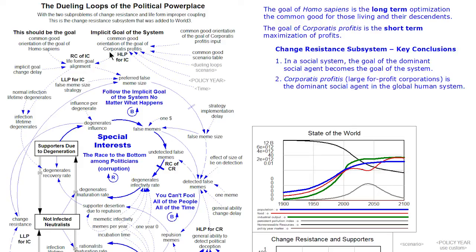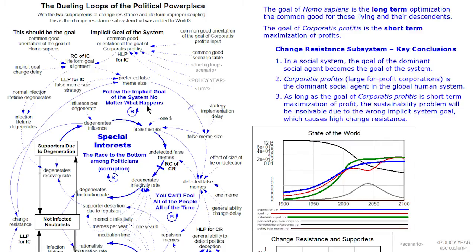This leads to all kinds of short-term decisions and requires a maximization of economic growth. Doing that requires not solving long-term problems like sustainability, because that would hurt short-term profits. So is it any surprise the sustainability problem has so far been insolvable? This leads to an important conclusion. As long as the goal of Corporatus Profitus is short-term maximization of profits, the sustainability problem is insolvable due to the wrong implicit goal, which causes high change resistance.